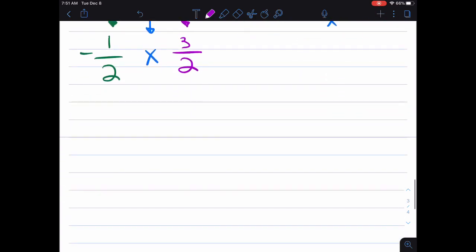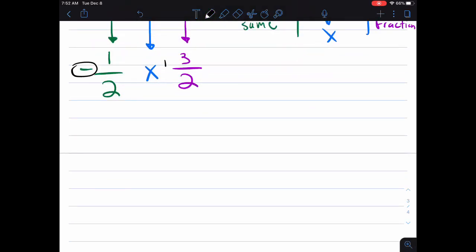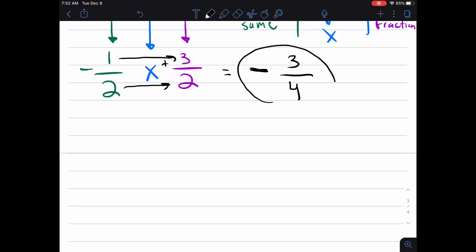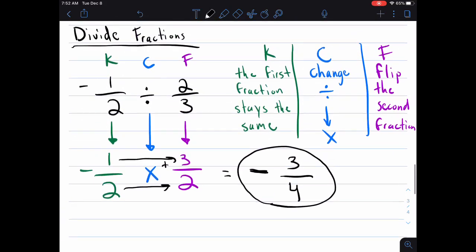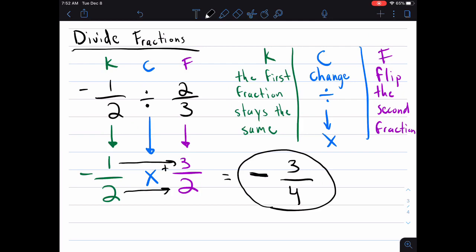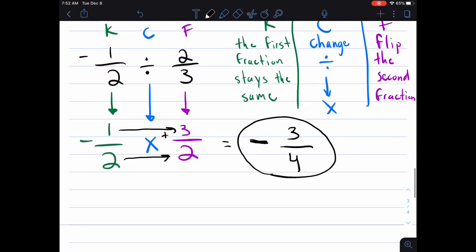And we just multiply. Do the signs first. Hagan los signos primero. This is negative. This is positive. Negative times positive, they are different, so my answer is negative. Son diferentes. And then just multiply the top. 1 times 3, 1 por 3 is 3. 2 times 2, 2 por 2 is 4. Negative 3 over 4. Very, very easy.